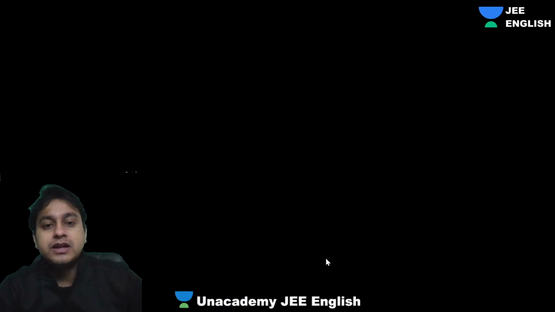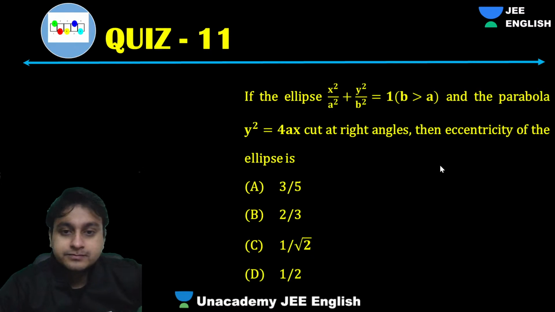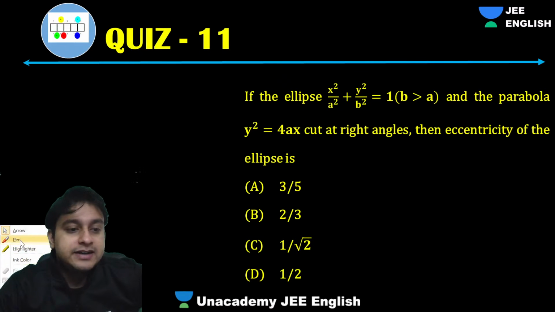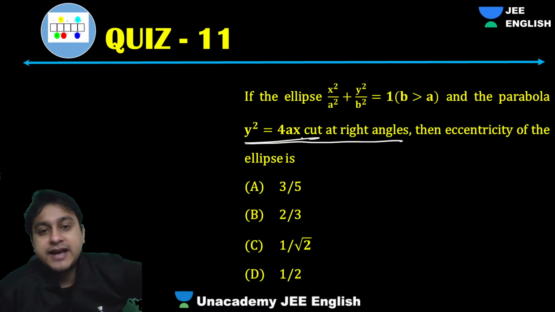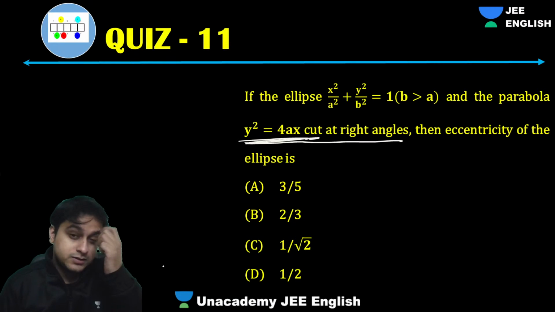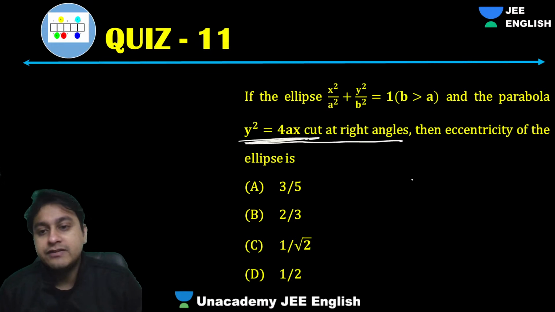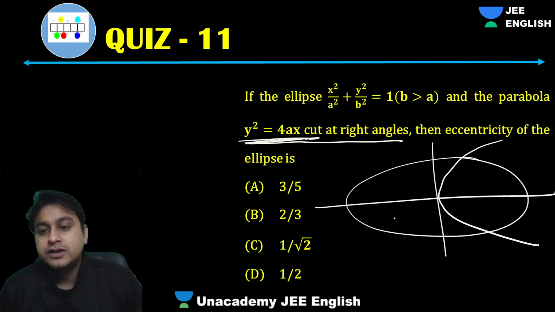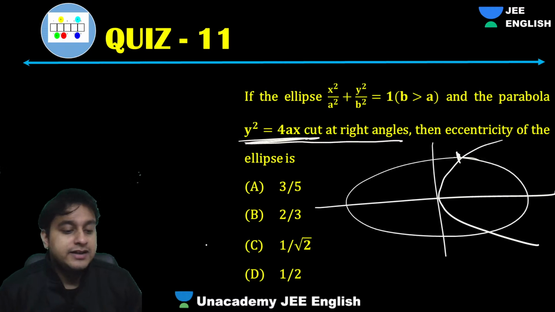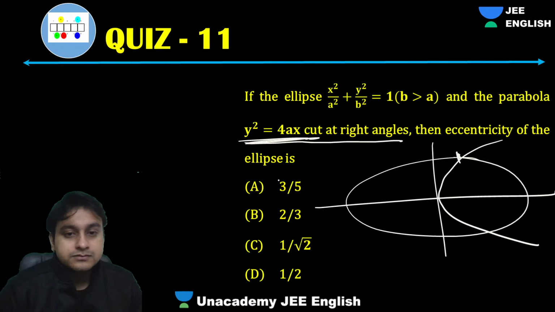Chalo, guys, let's take one more and then we'll wrap up the session. So we need to find out the eccentricity of an ellipse which cuts at right angles to this parabola. That's a pretty easy one, guys. We have an ellipse and a parabola y square equals 4ax, and they cut at 90 degrees. Cutting at 90 degrees means the tangents make an angle of 90 degrees, so the product of the slopes will be -1.